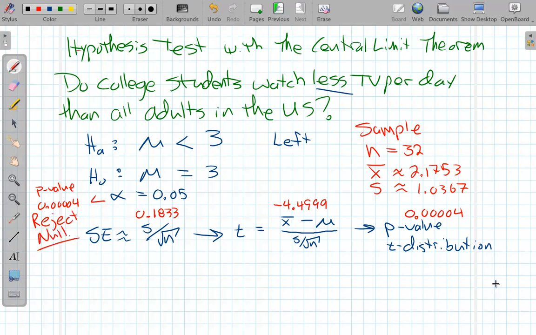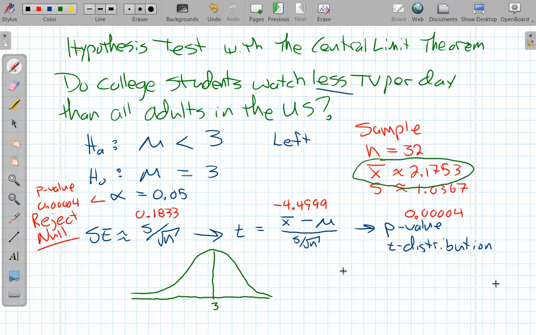Then we have to come up with our conclusion. Before we do the conclusion, let's make a quick sketch. So I'm going to draw in here my best normal distribution. For a hypothesis test, it's always what the belief for the population is, and the belief is 3. Then the question is, how far from 3 does 2.17 fall? Does it fall near 3, just a little bit away, or does it fall far away? According to this t-score right here, it falls way out here.